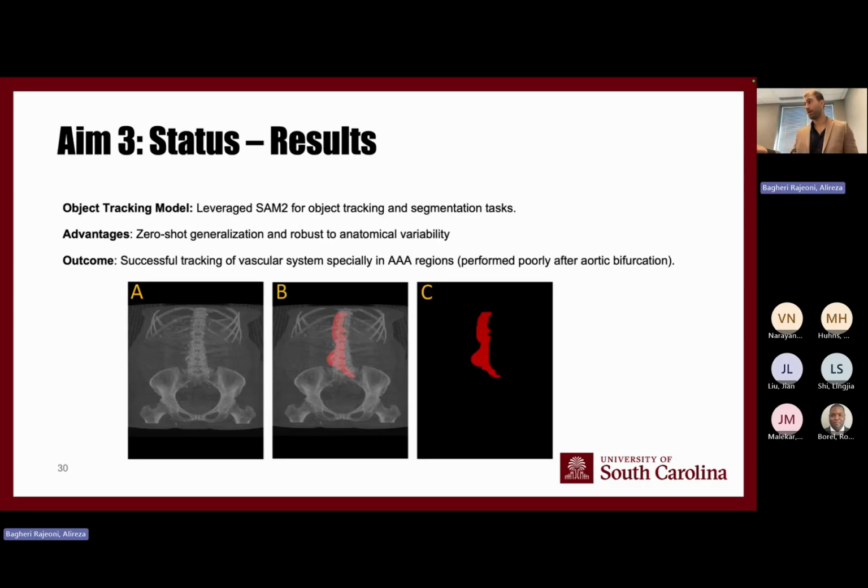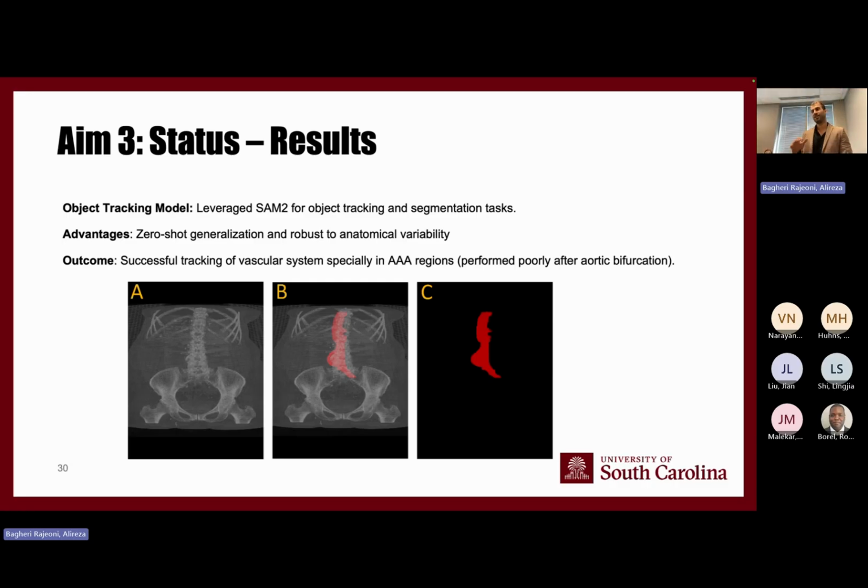So we use SAM2 for tracking. SAM2 was way better than SAM1; Meta improved the model and trained it on much more data. It had zero-shot generalization capability, and it was robust to anatomical variability from one patient to another, and also from one scan instrumentation to another. And so this is the result of it. We have A, and the U-Net plus SAM2 model was able to extract the vascular system, and we can see in C that we have extracted the vascular system.